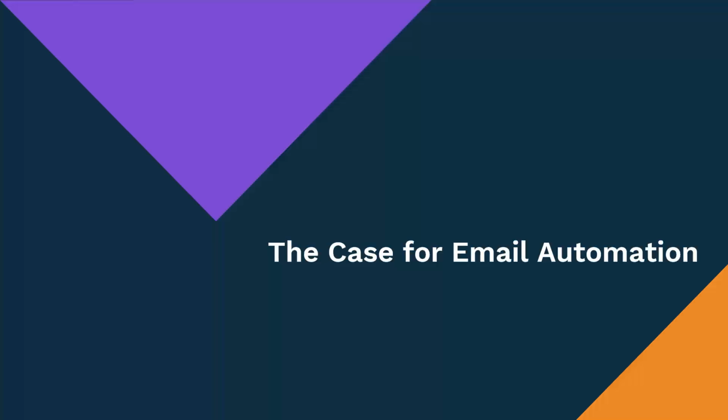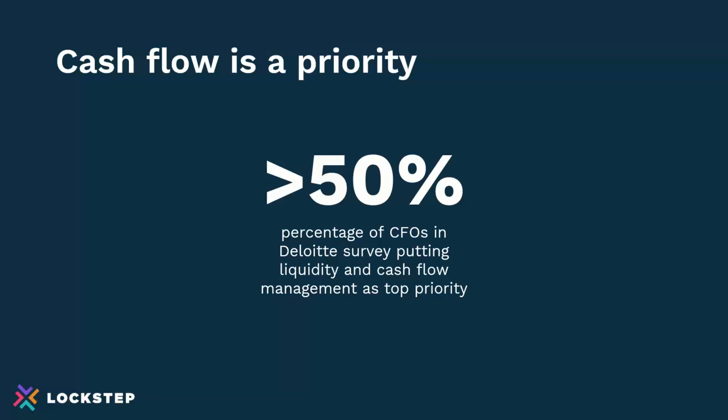So let's take a look at the case for email automation. Deloitte did a survey recently asking what is the priority of CFOs? And over 50% of CFOs said that managing cash and liquidity is the top priority. So nothing else comes ahead of that. And one of the things that's important to think about in terms of managing cash flow and liquidity is that one of the easiest and cheapest ways to get cash is from customers, right? By streamlining collections and making that a priority.